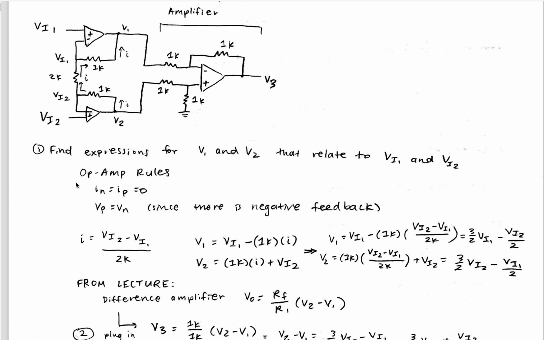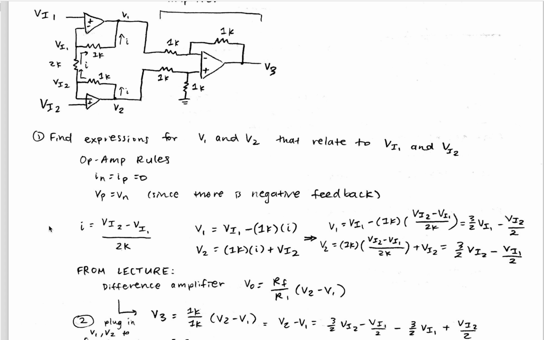So we look at the op-amp rules, which are IN equals IP equals 0. And since there's negative feedback for all three op-amps, we know that VP equals VN.